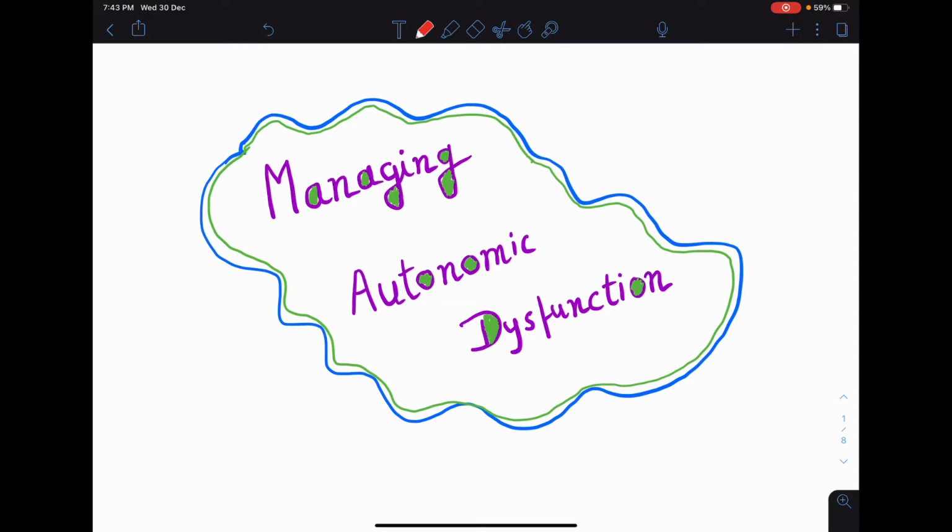In my previous classes, I have already talked about the anatomy and physiology of the autonomic nervous system, and I have also talked about various autonomic function tests by which we can diagnose a case of autonomic dysfunction. So in today's class, I'm going to talk about the management of a very common autonomic dysfunction which we usually come across in our clinical practice.